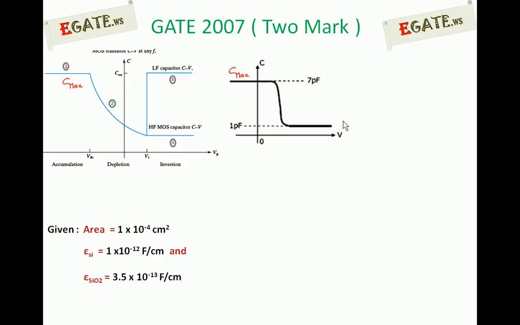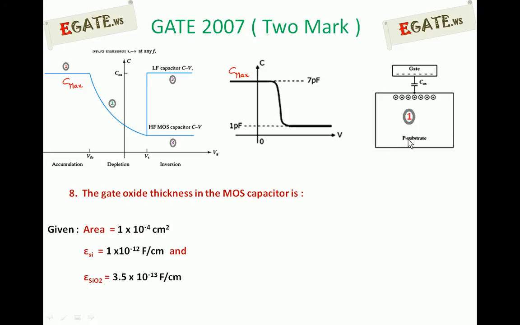So the given parameters are: area is 1 into 10 power minus 4, epsilon silicon is 1 into 10 power minus 12 farad per centimeter, and permittivity of silicon dioxide is 3.5 into 10 power minus 13 farad per centimeter. We need to calculate the gate oxide thickness in the MOS capacitor. The gate oxide thickness will give rise to the COX capacitance, the oxide capacitance. Oxide capacitance occurs in the accumulation region at high frequencies. At high frequencies the accumulation region is where the gate voltage is less than the flat band voltage.